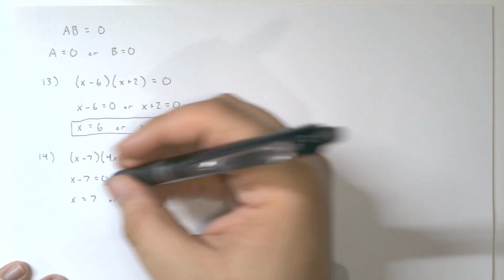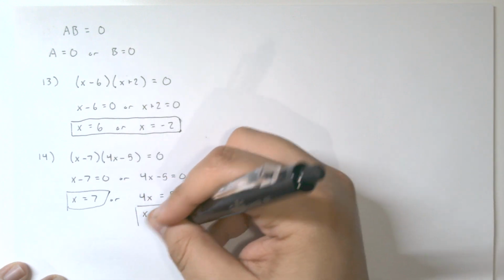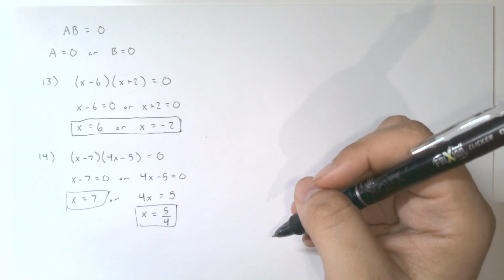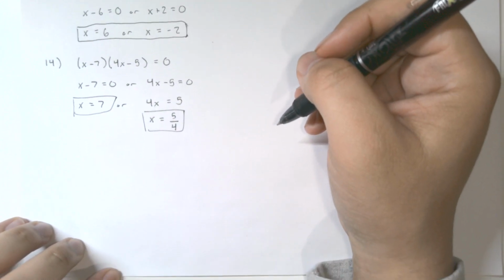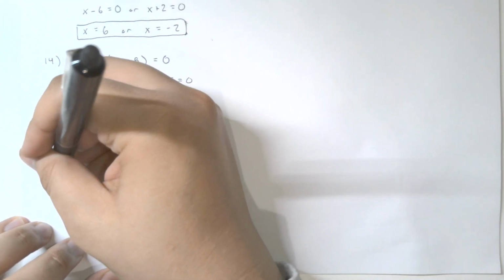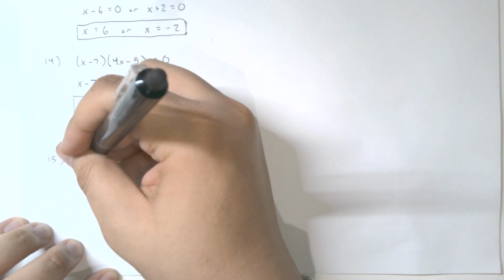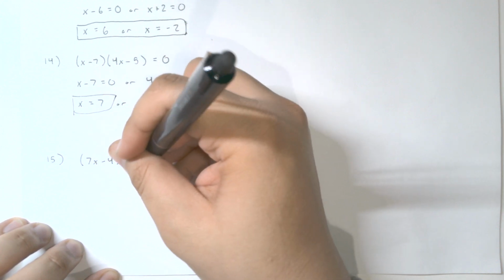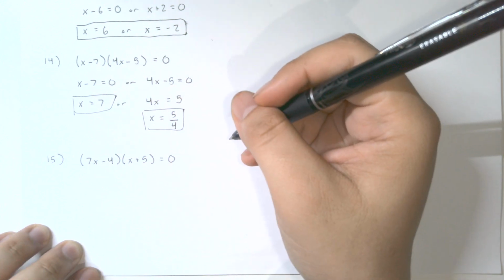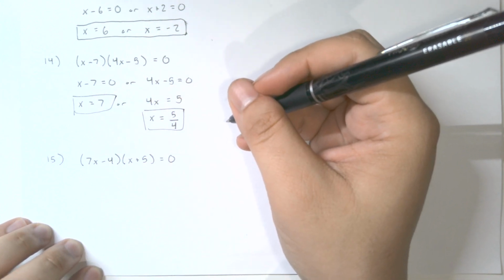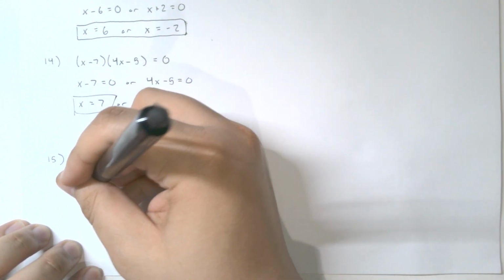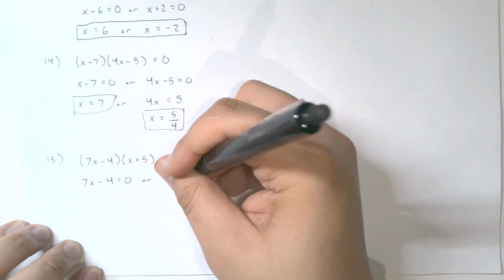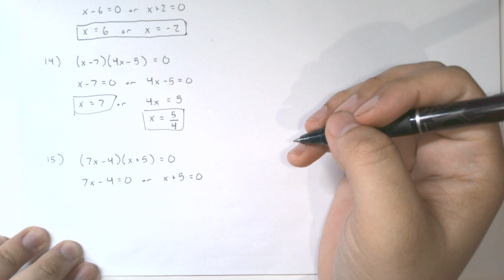So these are our two solutions. We have x is equal to 7 or x is equal to 5 over 4. For number 15, we have 7x minus 4 times x plus 5 is equal to 0. And again, using our zero product property, we're going to break this up into two equations. We have 7x minus 4 is equal to 0, or x plus 5 is equal to 0.